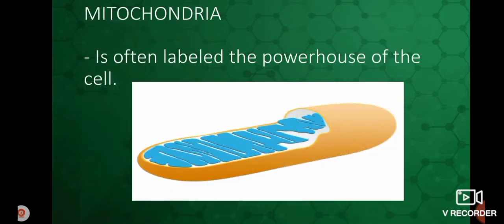Another part is the mitochondria. It is often labeled the powerhouse of the cell. The most prominent role of this part is to provide the energy currency of the cell. Did you know that your heart muscle cell has about 5,000 mitochondria per cell? These cells need more energy, so they contain more mitochondria than any other organ in the body.